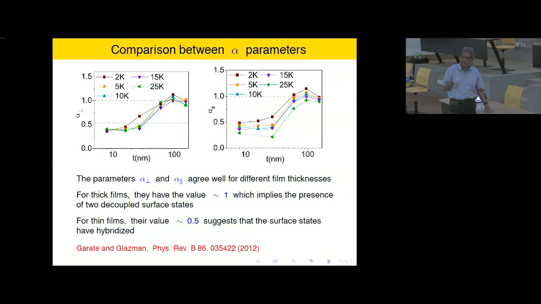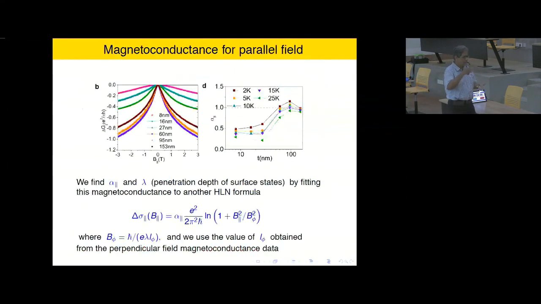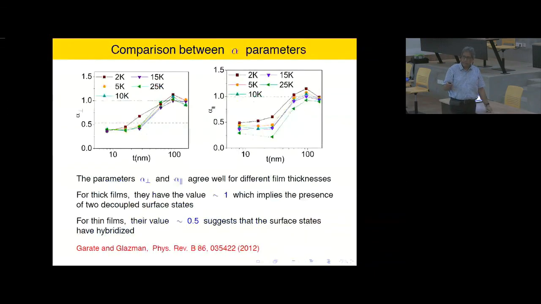So the interpretation of this change from 0.5 to 1 is as follows. For thick films, they have this value of 1, which implies the presence of 2 decoupled surface states. So now these are surface states of the entire system. The system has lots of grains, but here we are talking about the absolute top surface of the system and the bottom surface of the system. Okay. So at large thicknesses, it looks like there are 2 decoupled surface states. Whereas for thin films, the value of 0.5 suggests that these surface states have hybridized.